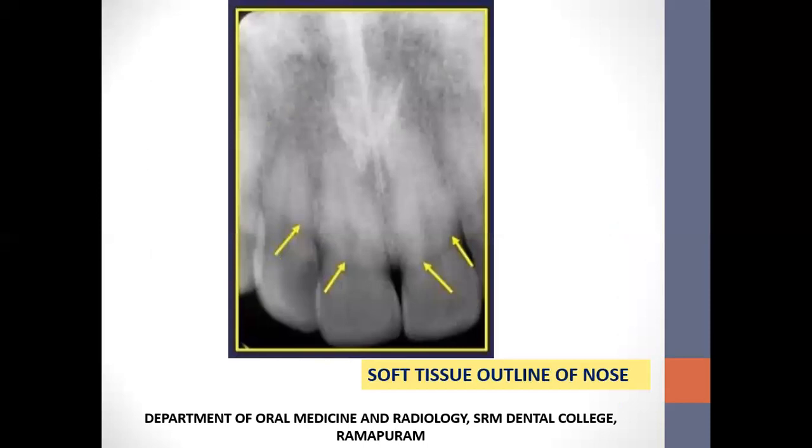Then we have the soft tissue outline of the tip of the nose that is frequently seen in projections of the maxillary central and the lateral incisors, superimposed over the roots of the teeth. The image of the nose has a uniform or slightly opaque appearance with a sharp border. Occasionally, the radiolucent nares can be identified, especially when a steep vertical angle is used.